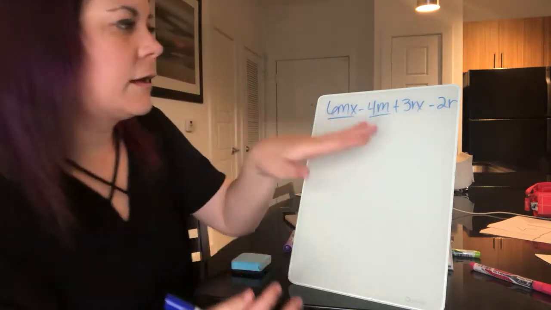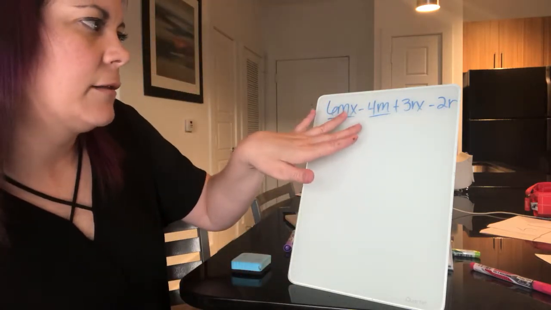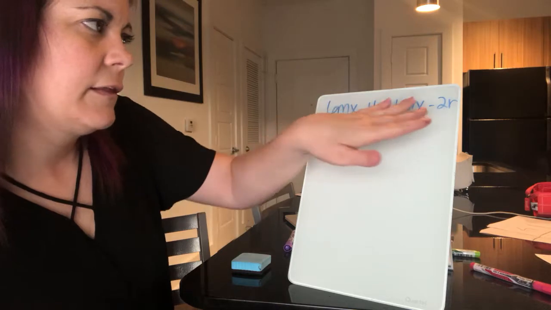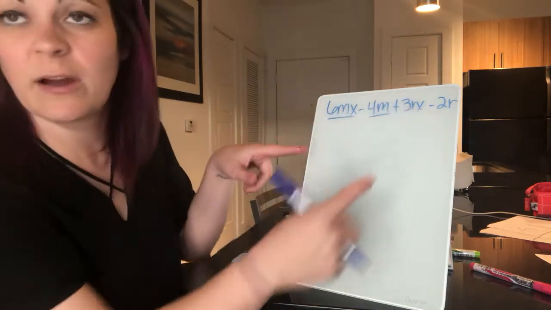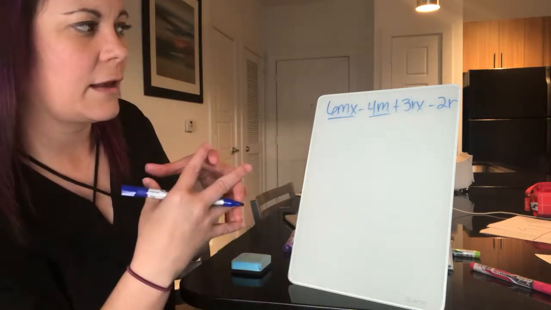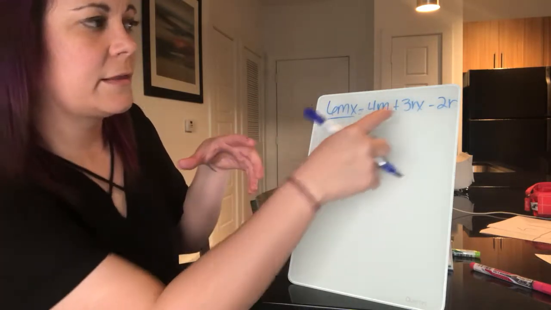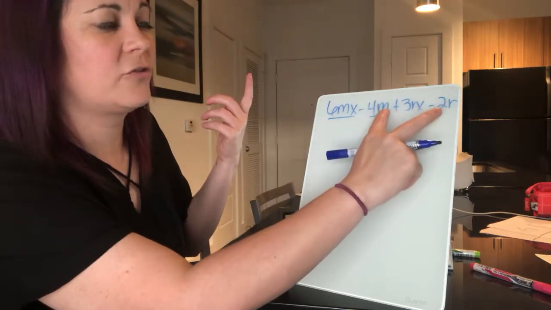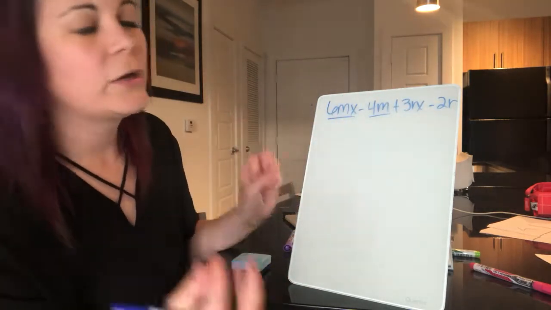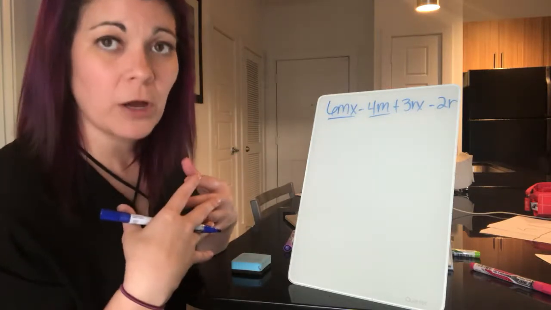I usually look at it and say, oh, these have the most in common because they each can have a 2 and an m, and then these have the most in common because they each have an r. So I'm definitely not going to group 6mx and 3rx, because this one has an r, and this one doesn't have anything in common with 4m and 2r, except for a 2. But you want to group the ones that have the most in common.